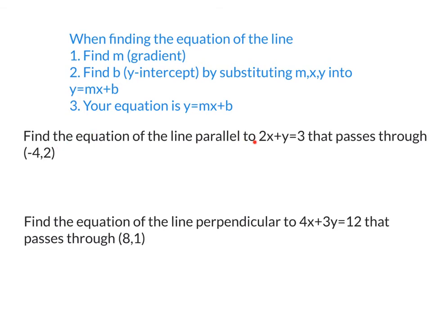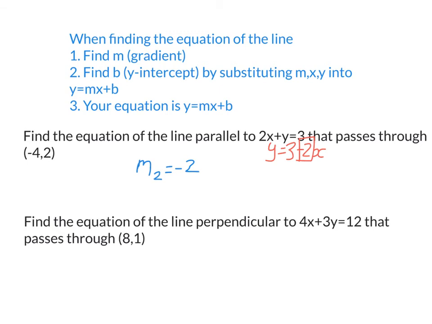First, we'll find the equation of the line parallel to this line that passes through (-4, 2). So we need to find the gradient of the line. Because it's parallel to this line, it will have the same gradient as this line. To find the gradient of this line, remember we need y by itself, so all we need to do here is subtract 2x. The gradient of this line, 2x plus y equals 3, is minus 2. So that means the gradient of any line parallel to it will also be minus 2. So step 1 is done.